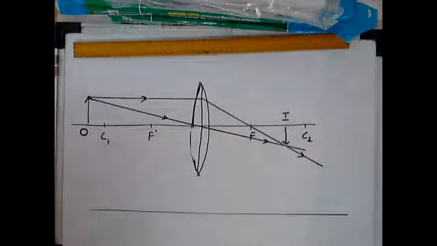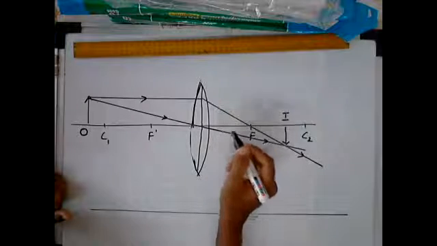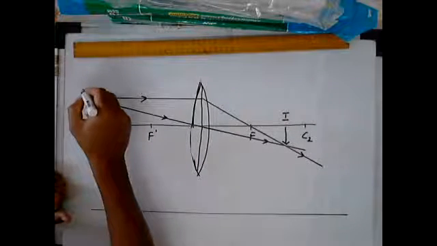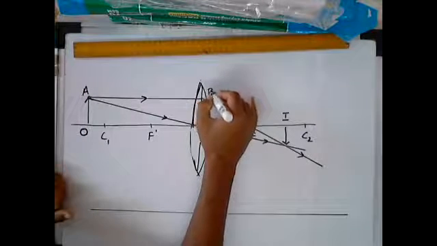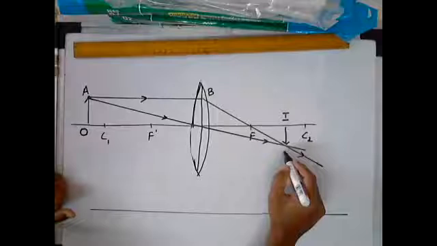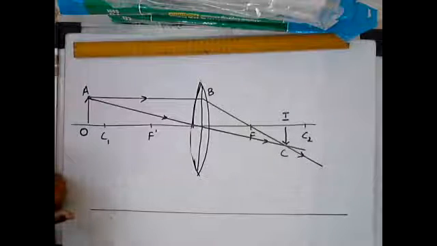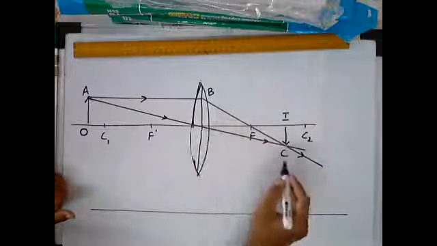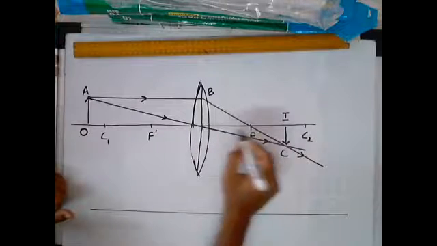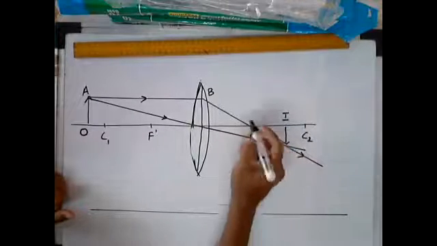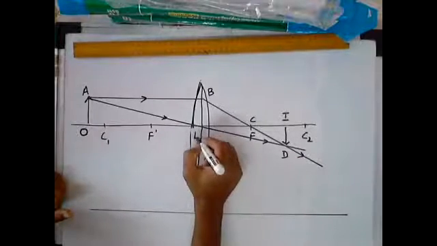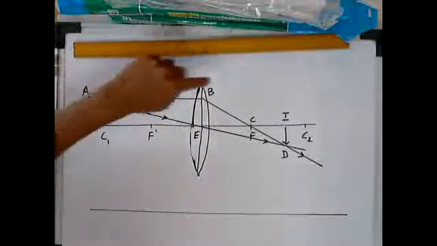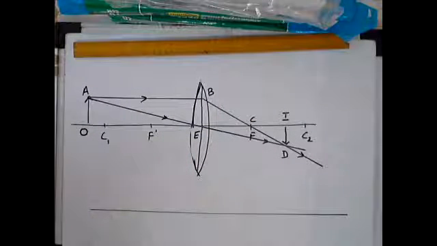We will give some labels for all of these points. So let's call this A, B, point C. Let this be C, let this be D, and let this be E. So A, B, C, D, and E.